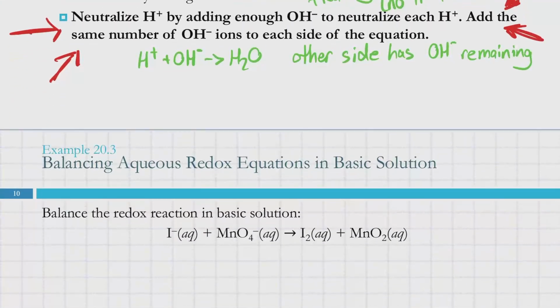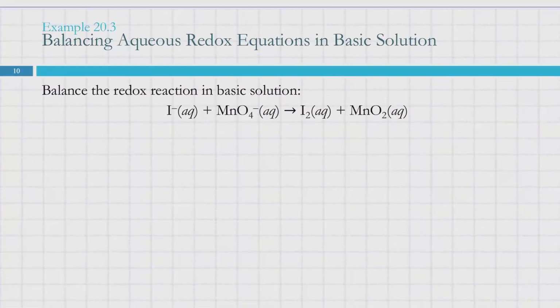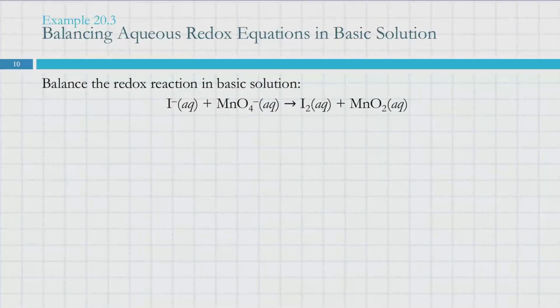All right, let's look at an example. You will also always, by the way, be told that it's acidic or basic solution in the problem. It might say something like this for the problem text: balance the redox reaction in basic solution. If it's on an exam, it'll probably also instruct you to label your half reactions and to write your oxidation numbers for all of the elements.